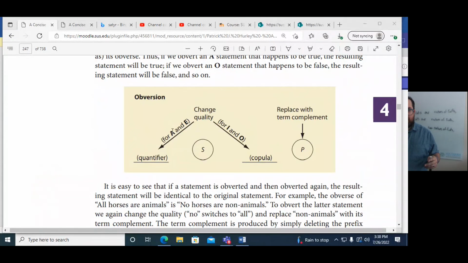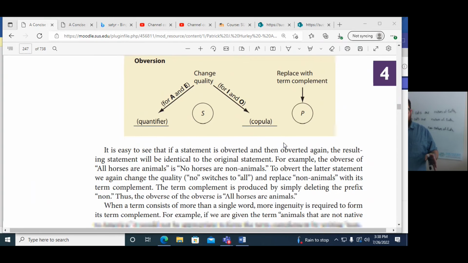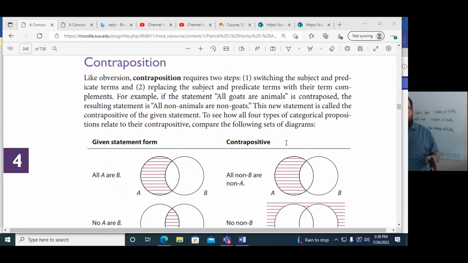So you change the quality, not the quantity, right? A becomes E, I becomes O, O becomes I, and E becomes A. And then you replace the term complement in the predicate position with the word non. Now, contraposition has 2 steps. And it's the one that generates logically equivalent statements with the second and third vowel, the A and the O.